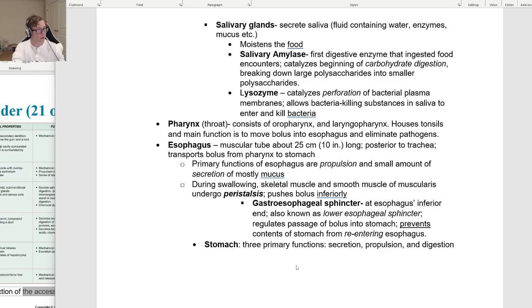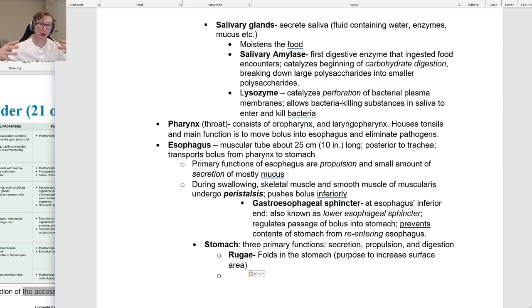So, the stomach. It has three primary functions: secretion, propulsion, and digestion. Some cool things to know about the stomach is we have something called rugae. These are folds in the stomach, and like a lot of things in the body, the purpose of it is to increase surface area. Your stomach is actually not that big. I've heard that it's like the size of two of your fists. Compared to the amount of food that you eat, there has to be something to increase that surface area. Rugae are a ton of little folds inside of it that, as your stomach stretches, those folds grow out.